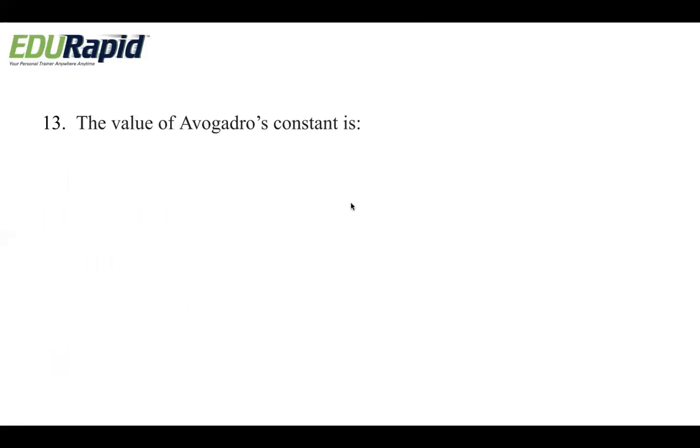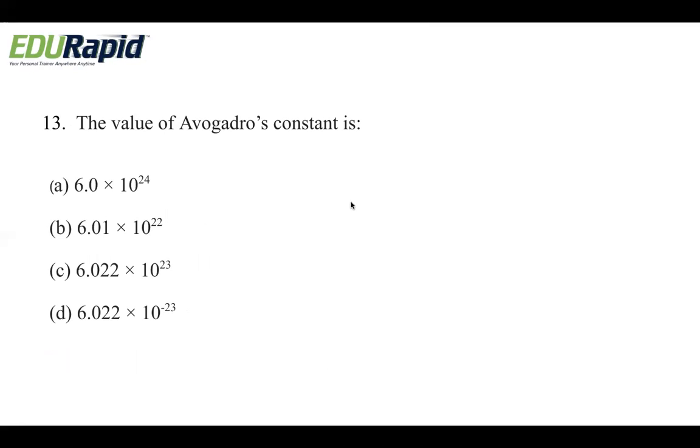The value of Avogadro's constant is, so we have studied, right? What is the constant value? 6.0 into 10 to the power of 24, 6.01 into 10 to the power of 22, 6.022 into 10 to the power of 23, or is it 6.022 into 10 to the power of minus 23? Exactly. So option C, Varsha, is right. Option C, that is 6.022 into 10 to the power of 23.